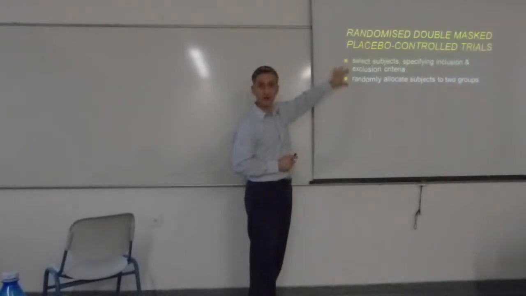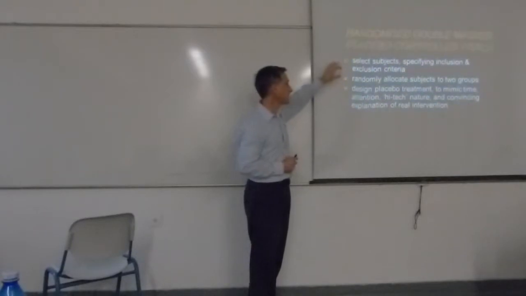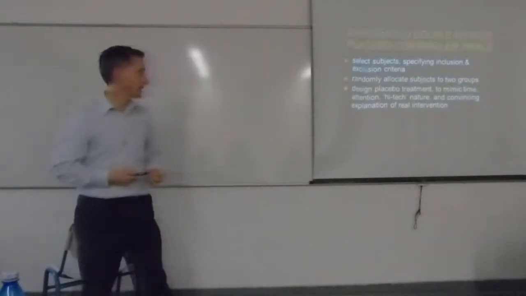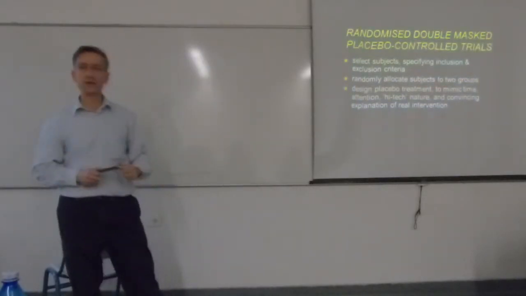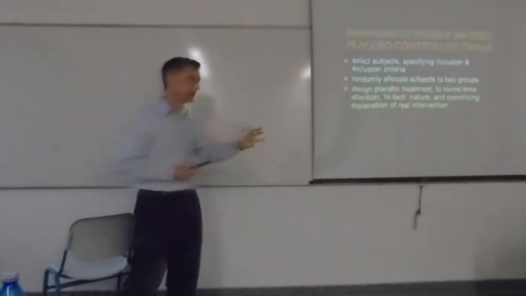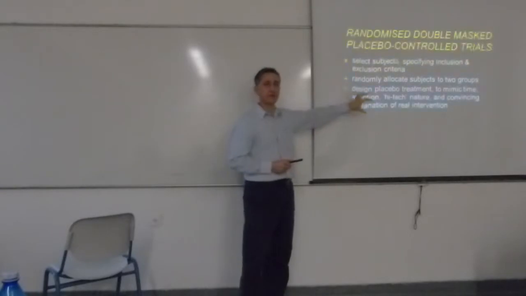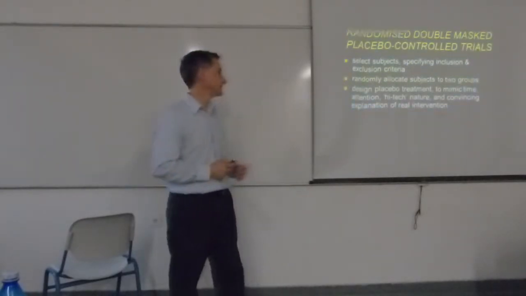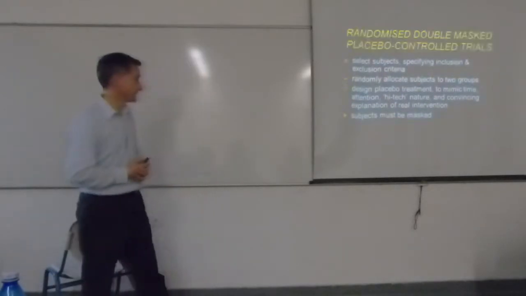It makes it much harder because people often don't want to go into a study when they know there's a 50% chance they'll get a placebo treatment. But you need to do that, and you need to design your placebo treatment to mimic the time, attention and high-tech nature and convincing explanation of the real intervention. So especially if you're researching something like a vision therapy, you need to come up with a dummy vision therapy. And that's what we did in a study of nystagmus, for example.